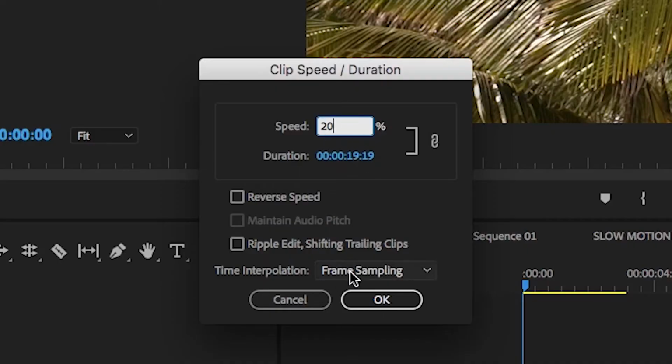Now, slow motion is a lot of fun to play around with creatively. It's just important to remember these steps when capturing it, otherwise your footage just isn't going to look right.